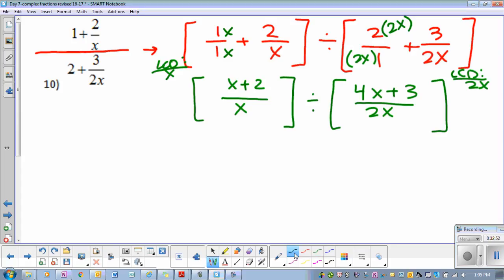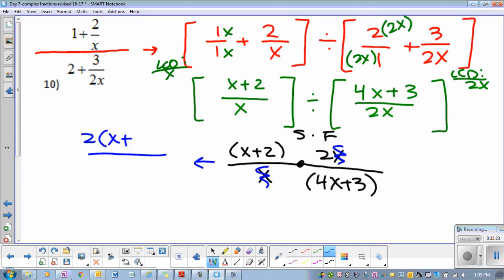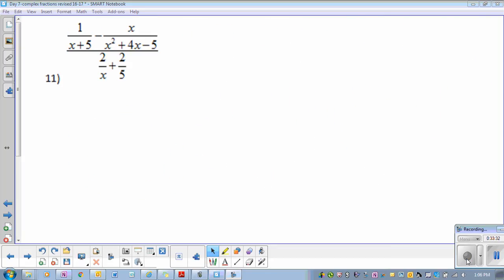All right. Can't factor, can't do anything else. So now I'm going to do numerator times flip, right? x plus 2 over x times 2x over 4x plus 3. How many of you got to this? Good. So now, what can I cross out? The x's. That one and that one. I can't cross out anything else, so 2 parentheses x plus 2 over 4x plus 3, and there we go. We're done. Good.